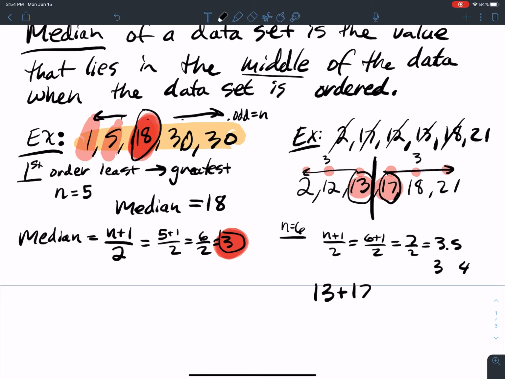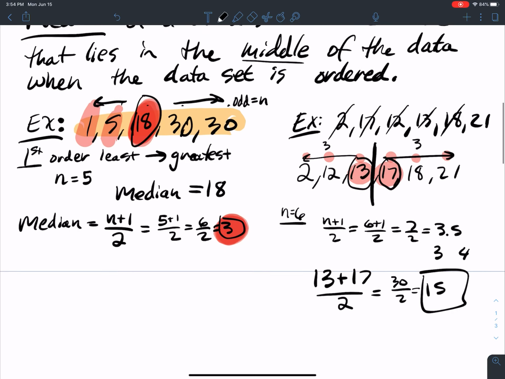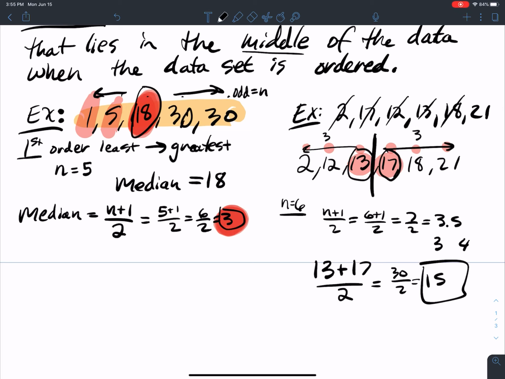13 plus 17 divided by 2. So 13 and 17, that's 30. Divided by 2, that's 15. So my median is 15. Okay, so that's the oddball when you've got an even n.